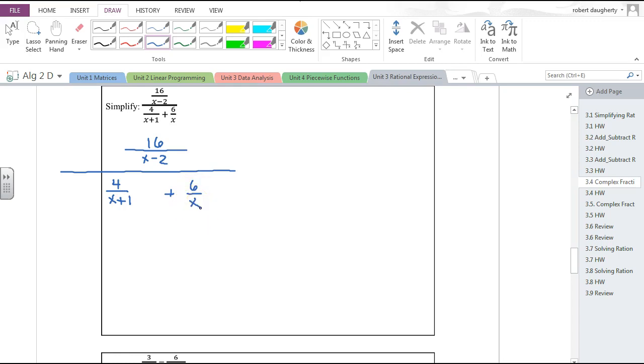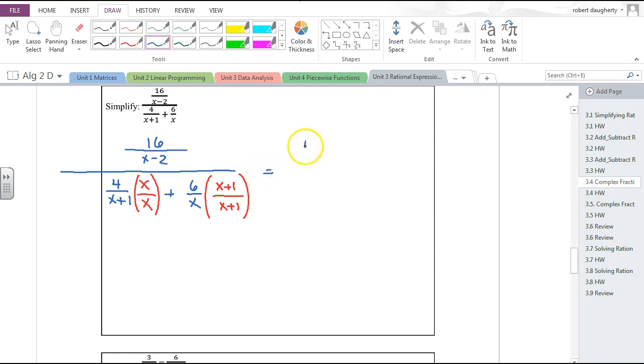Okay. What is the common denominator? x times x plus 1. So what does the first fraction have to be multiplied by to get the common denominator? This has to be multiplied by x over x. What does the second fraction have to be multiplied by? x plus 1 over x plus 1. So now if you check your denominator, this denominator is x times x plus 1. This denominator is x times x plus 1. So when I do this operation, I will have a common denominator.